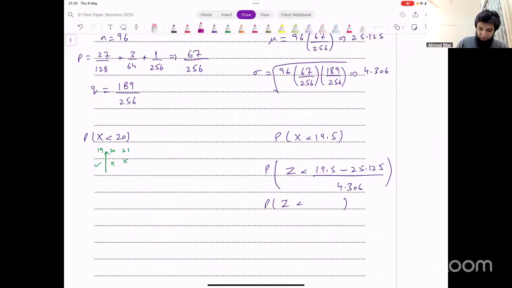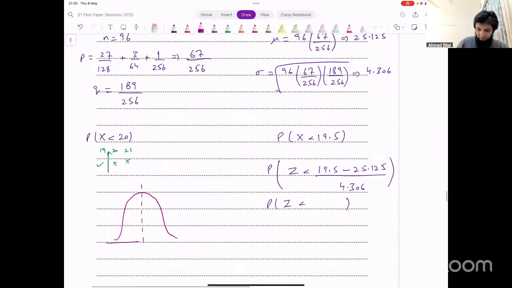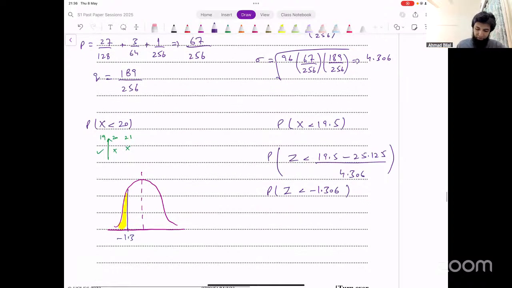You think of the normal distribution curve after this. Since it's not the standard form, we have to convert it to standard form. First of all, it's the area to the left of a negative value that we want to find out. So we want to find out this area. Okay, what's that z value? Negative 1.306. Okay, all right. So this is the z value that we're getting. This is minus 1.306.